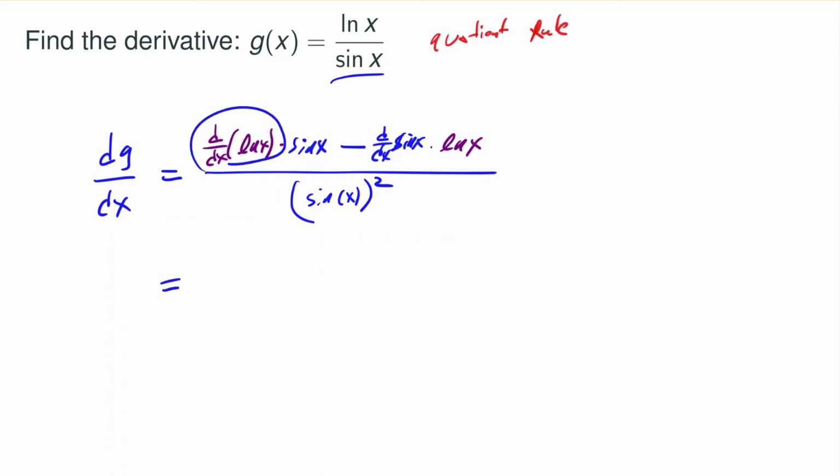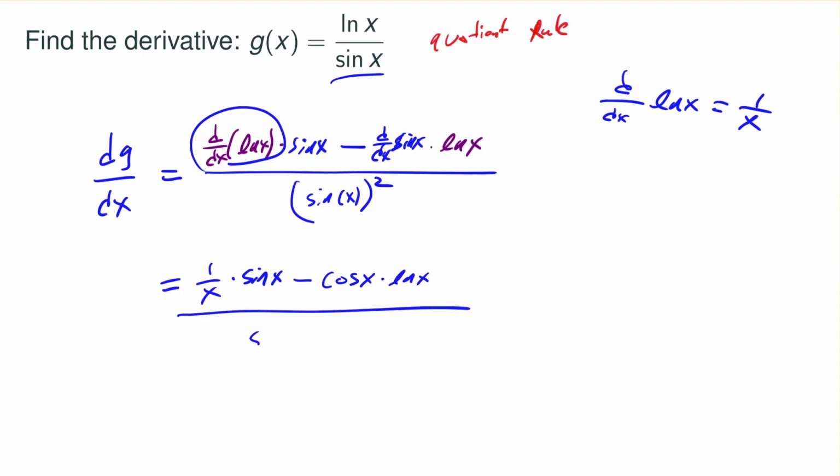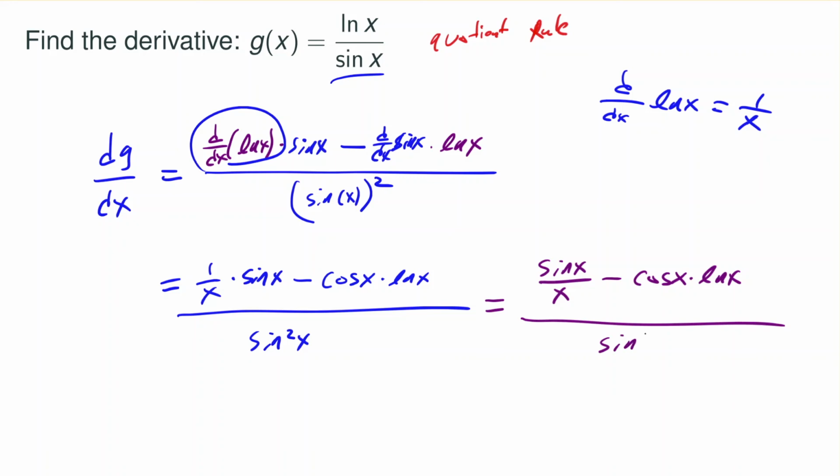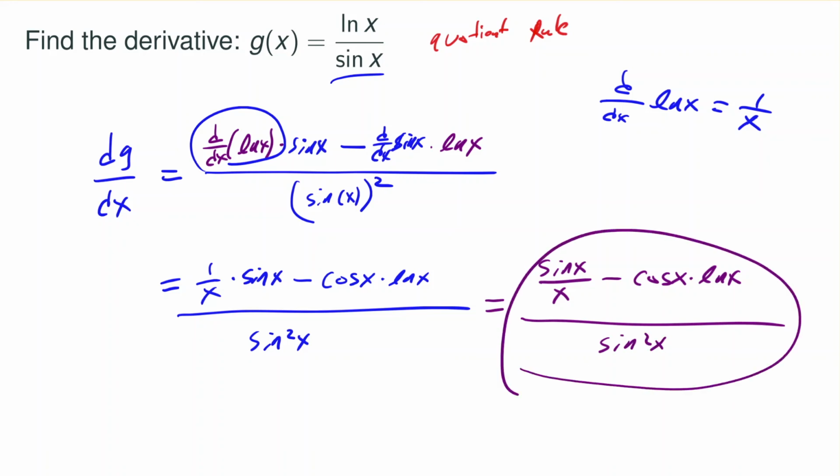So derivative of ln x, remember this, derivative of ln x is 1 over x. So we have 1 over x times sin x minus derivative of sine is cosine times ln x, over sine square x. So let's simplify this. We have sine x over x minus cosine x times ln x, entire thing over sine square x. So this is the derivative of this function right here.